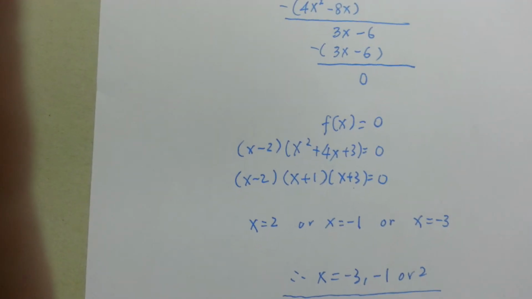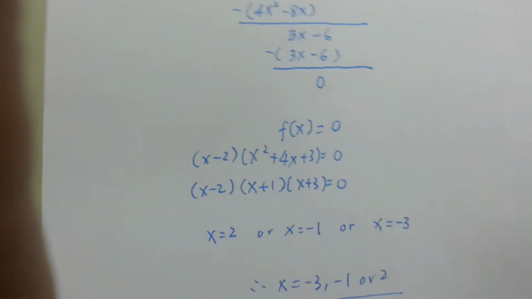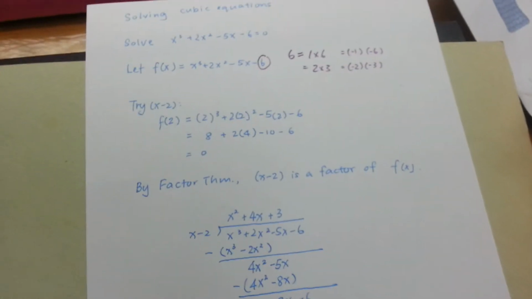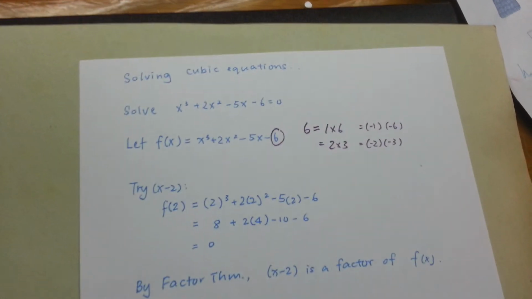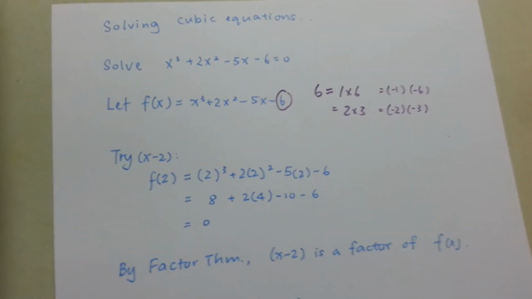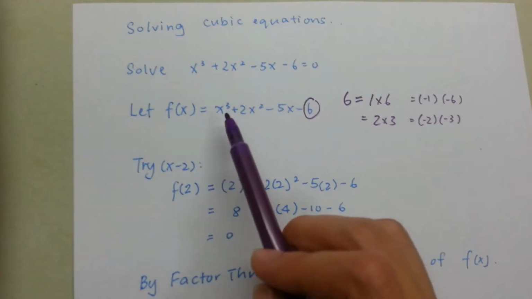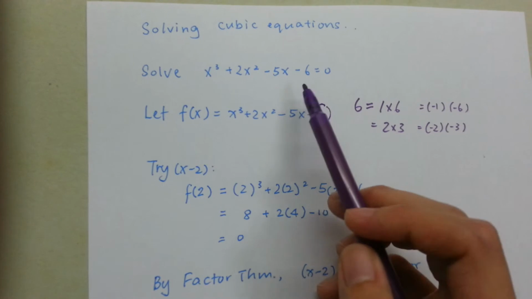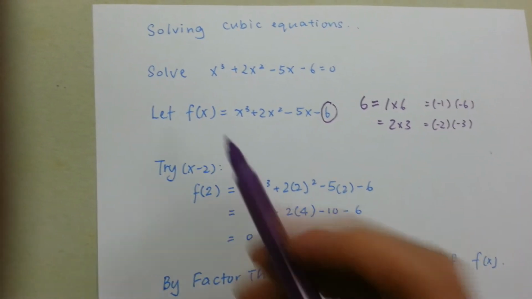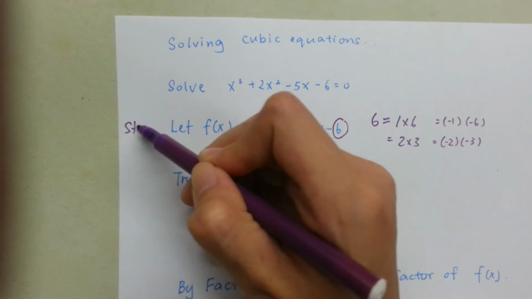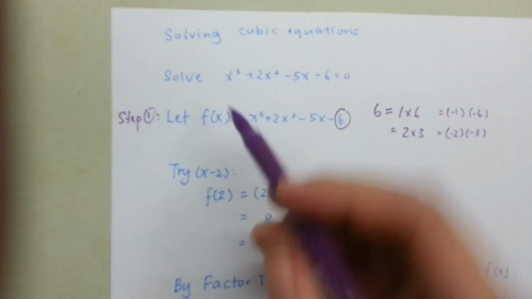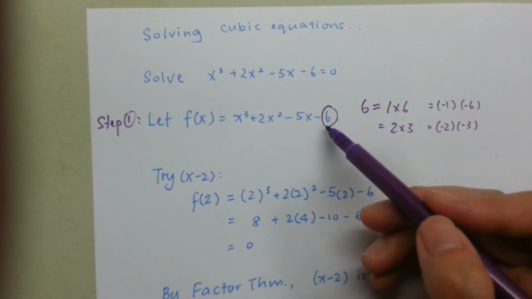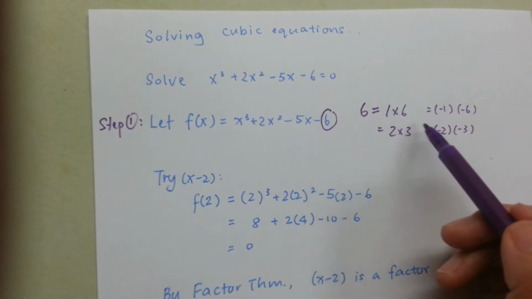Let's go through the steps again. The steps that you need to write. Go back to the top. First, the question wants us to solve a cubic equation. Check that it's already in order. If not, arrange it in order of the powers. Okay, first step. I will let fx. Then I'm going to look at the last number, which is the constant, and try all the factors.